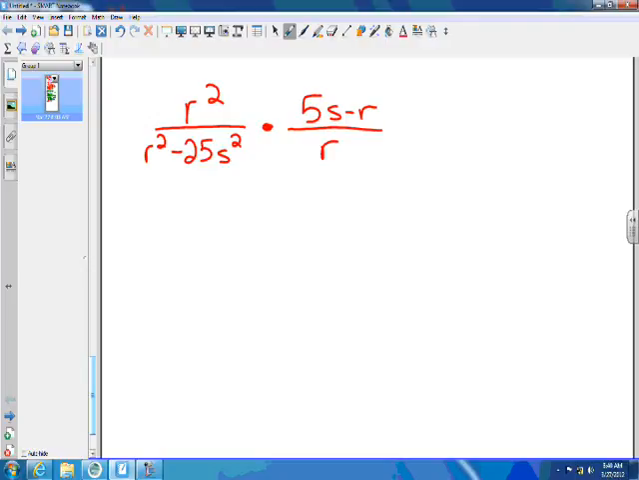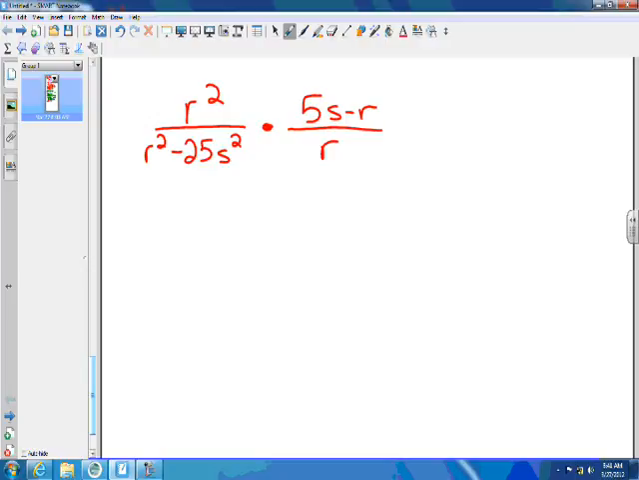Now, this is a combination of monomials. Is there any plus or minus here? Or here? No. So those are original rules for the first set. Here you do have pluses and minuses.